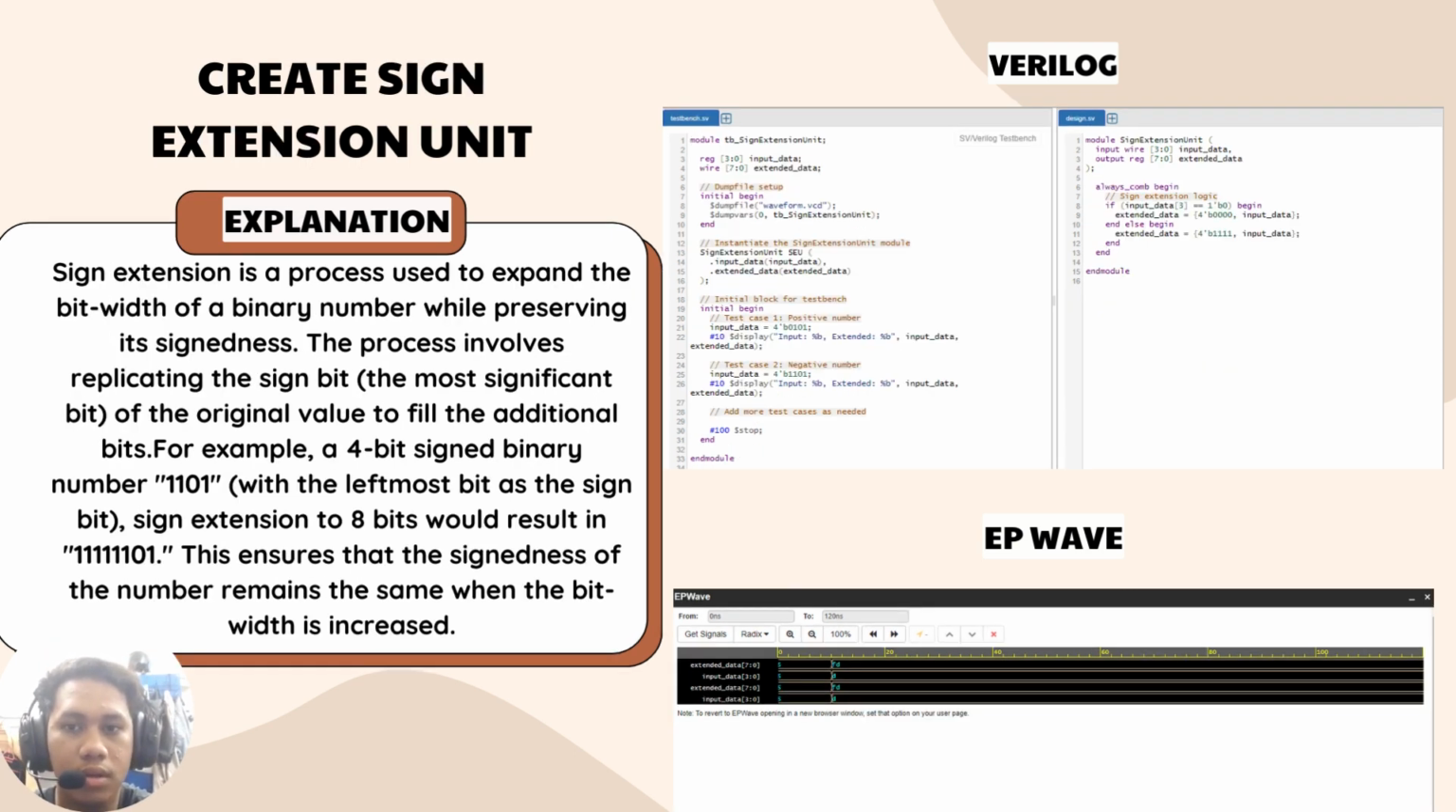Okay, next I will explain about create sign extension. Sign extension is a process used to expand the bit width of a binary number while preserving its sign. The process involves replicating the sign bit, which is the most significant bit of the original value, to fill the additional bits. For example, a 4-bit signed binary number 1101 with the leftmost bit as the sign bit, sign extended to 8-bit, would result in 11111101. This ensures that the sign of the number remains the same when the bit width is increased. The Verilog coding is above, as you can see, and the result is the wave below that. That's all from me. Thank you.